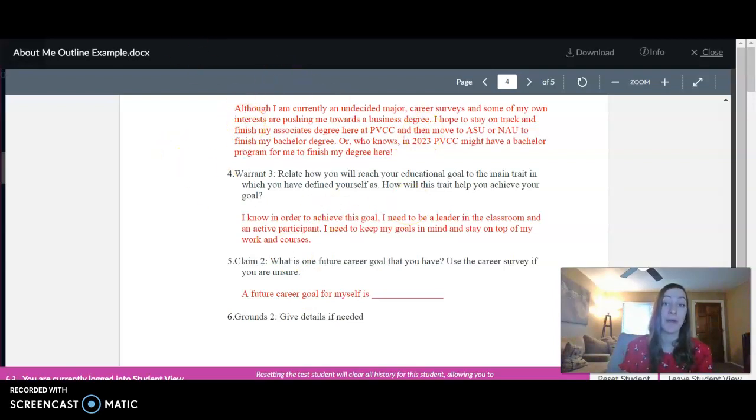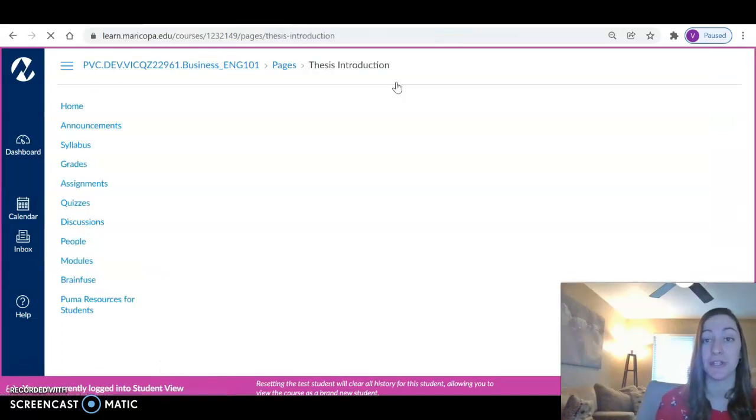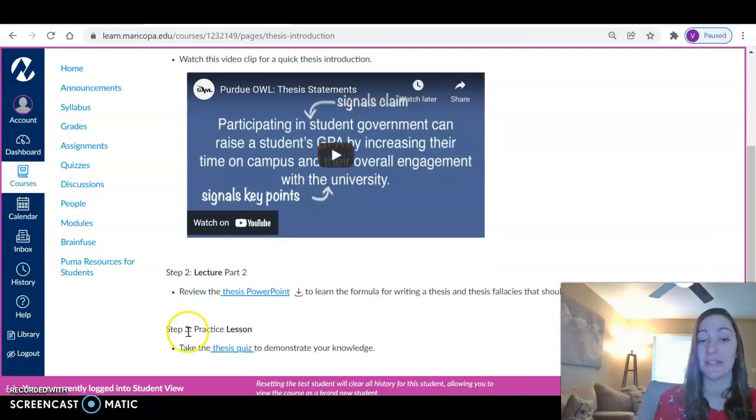Okay, so that's the Toulmin model, that's the outline. I hope that kind of helps you through a few of those things. All right, for the rest of the week, all your lessons are pretty self-explanatory. So for your thesis introduction lesson, you've got a little video that goes over what thesis is. This is the PowerPoint on thesis statement.